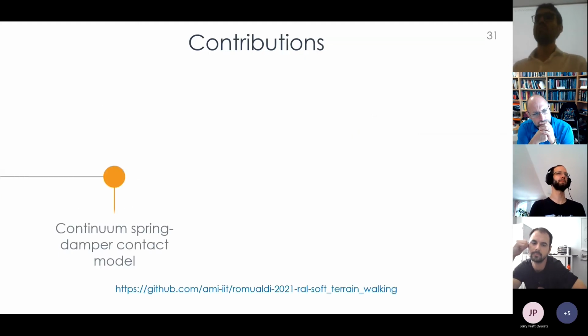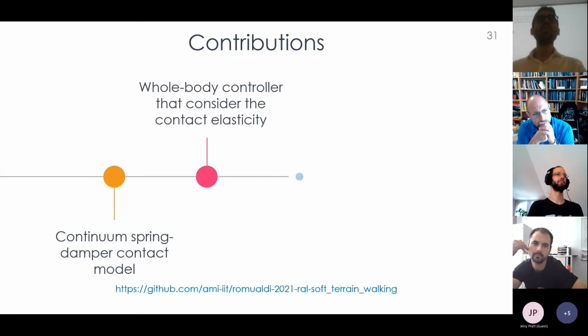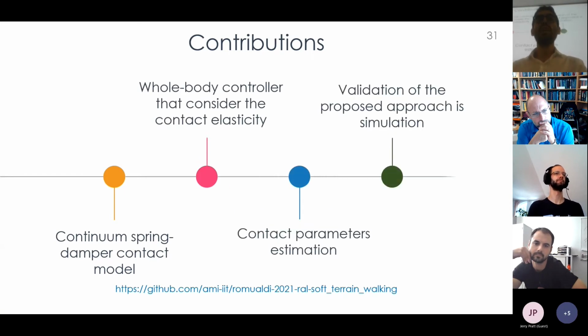The contributions are the following. We start with the continuum spring damper system model. Then I will present a whole body controller that uses this kind of model. I will show you a contact parameter estimator, and then we validate the proposed approach in simulation. The code is open source, you can find it on GitHub.